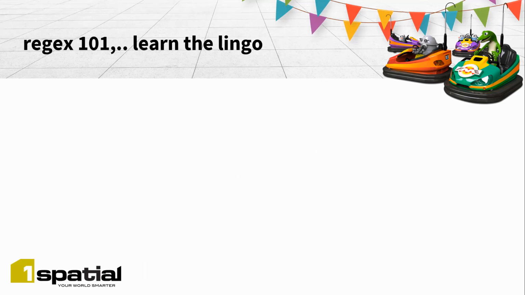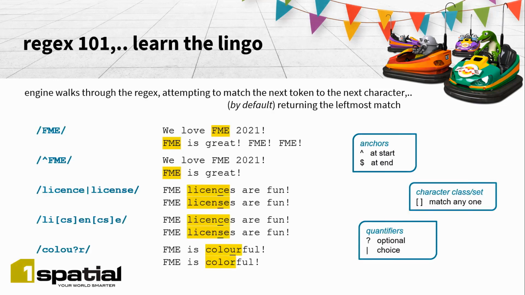So now we know where to use it, let's have a look at regex itself. So we've got some regex defined on the left and our text strings here that we're searching. And a regex engine walks through the regex token by token, attempting to match the next token in the regex to the next character in the string. And it's always returning the leftmost match. So once it finds its first match, it stops, it doesn't continue any further. And you can of course add more complex regex to find other instances, but that's for another day really.